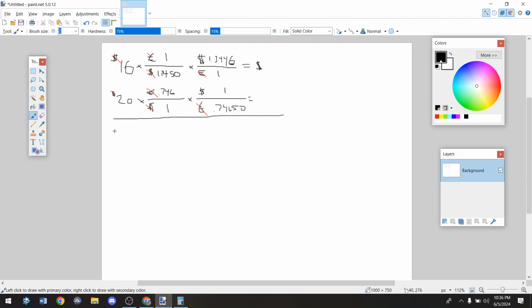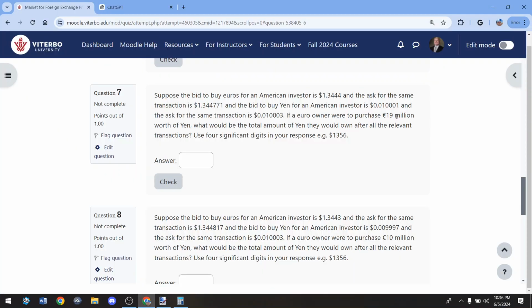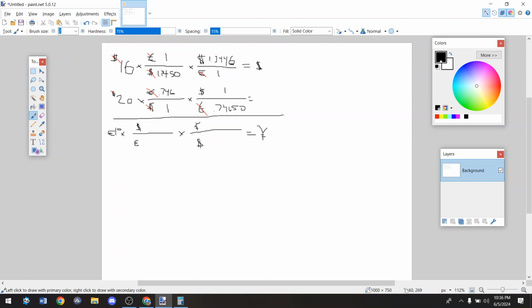What are we doing? So right now we have euros, which means what's going to happen? We need to have euros on the bottom, which means we're going to have dollars on the top. And then, draw a line, we're going to have dollars on the bottom and yen on the top. And then we're going to end up with yen, right? We know that's happening. So that really helps. We have 19 million euros in this case.